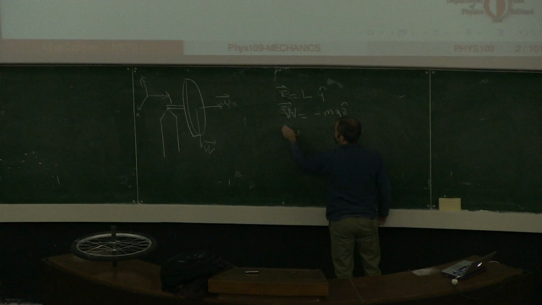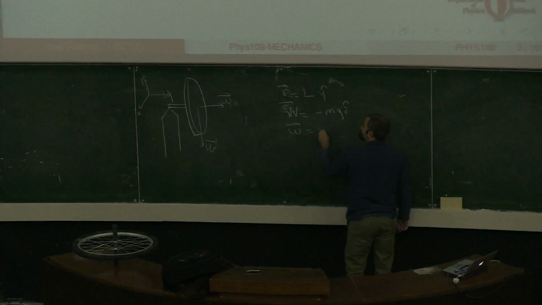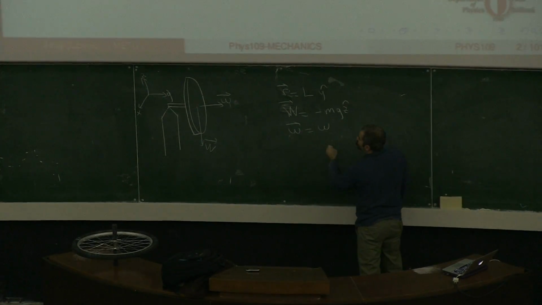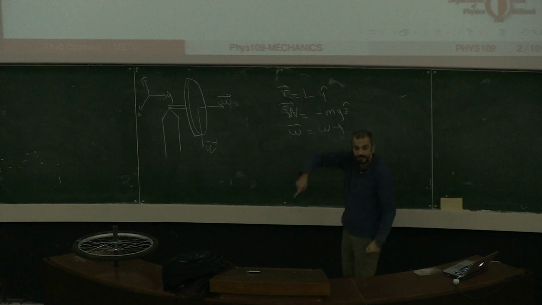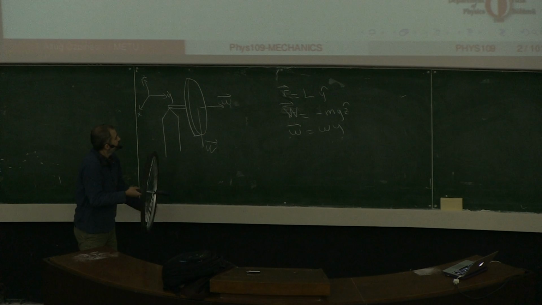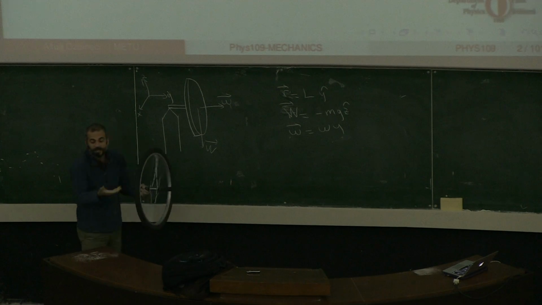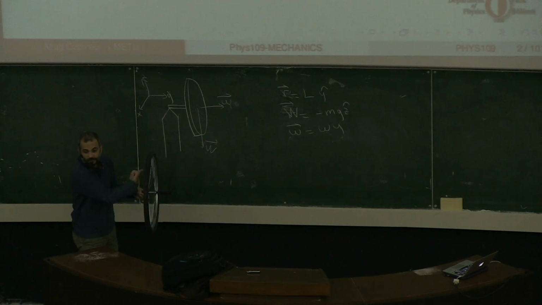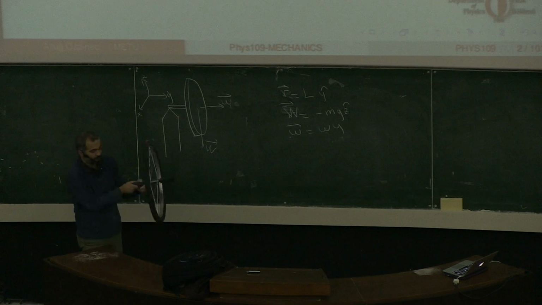Omega is equal to, well, it has its magnitude. It's in the y direction, so I'm assuming that it is rotating like this. So this is the wheel, and it is rotating like this. The right-hand rule tells me that its angular velocity is in this direction. And this is my support point, this point over here.